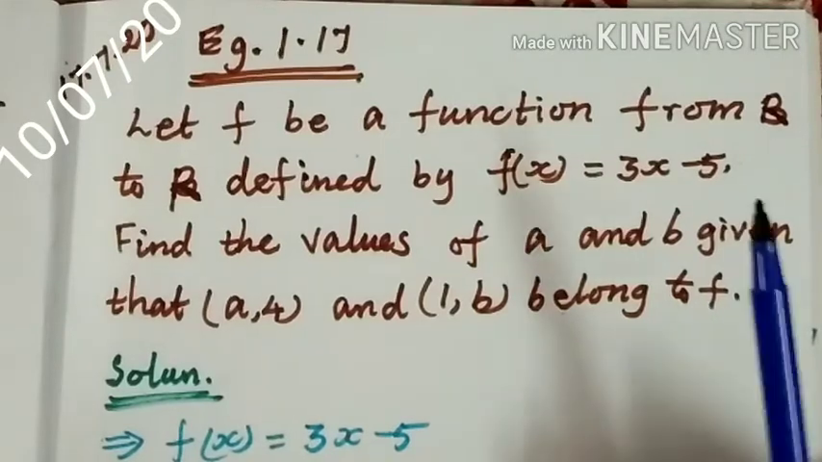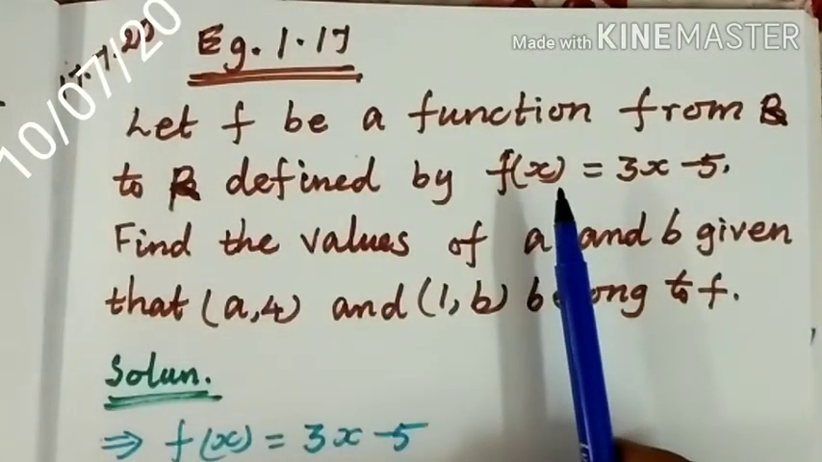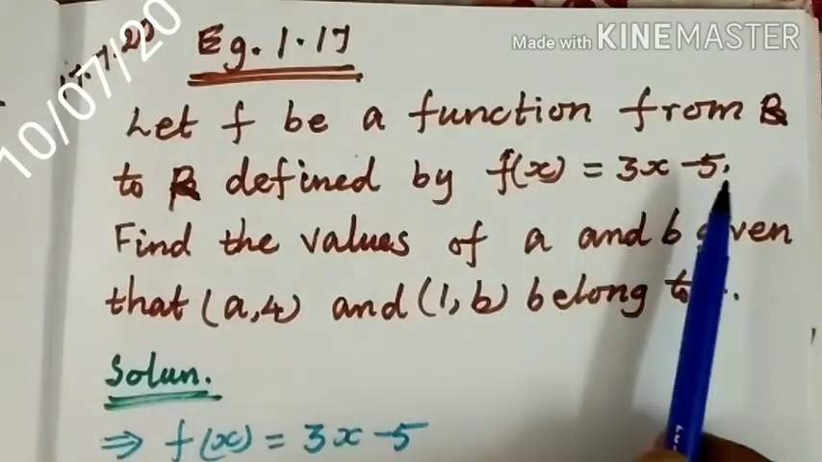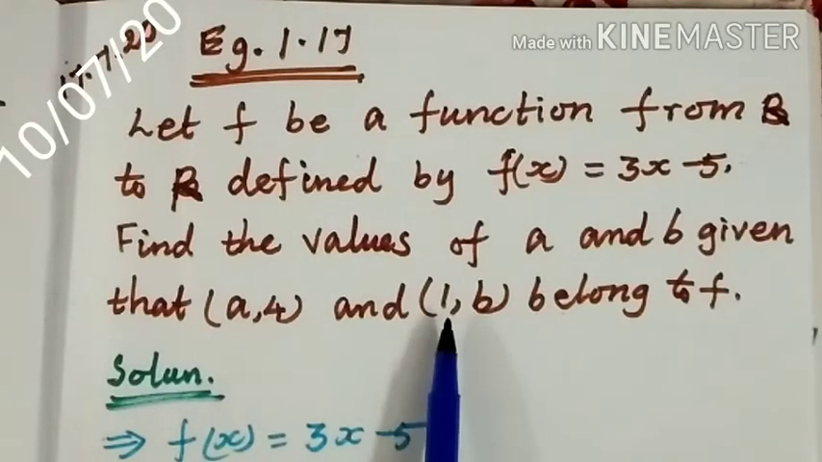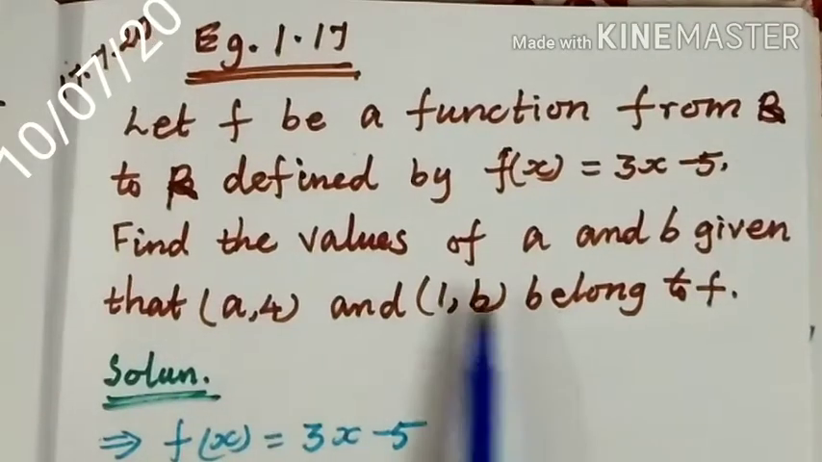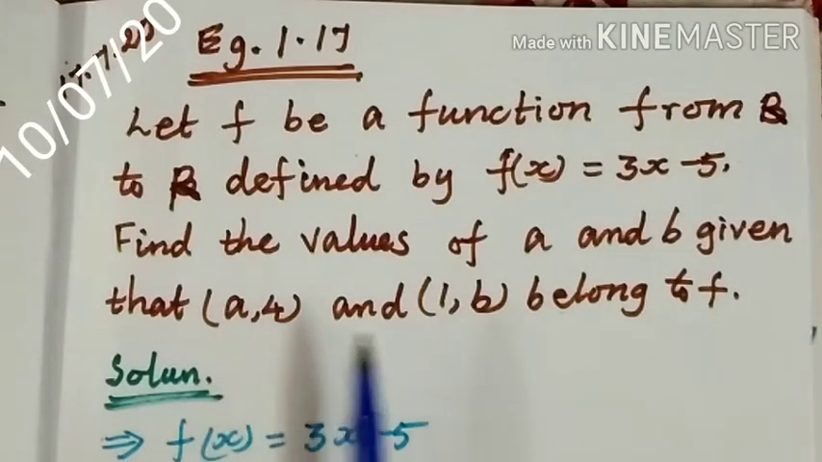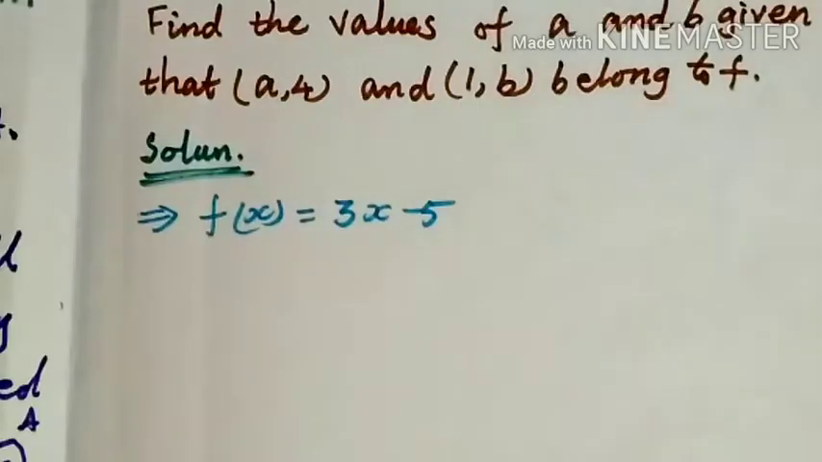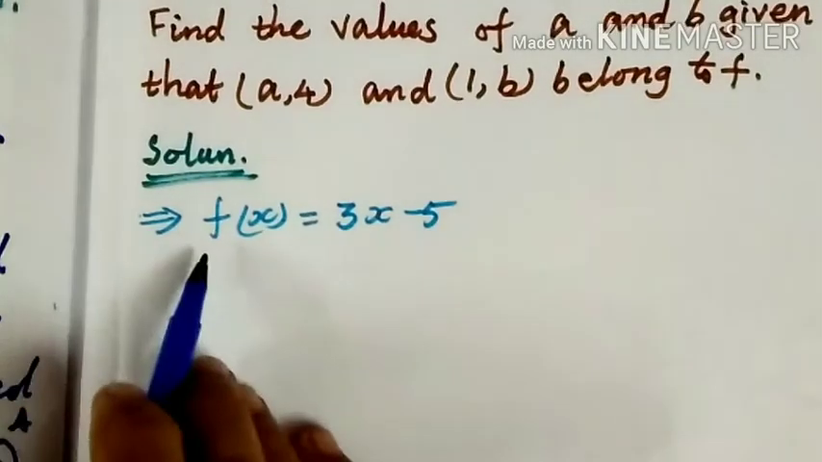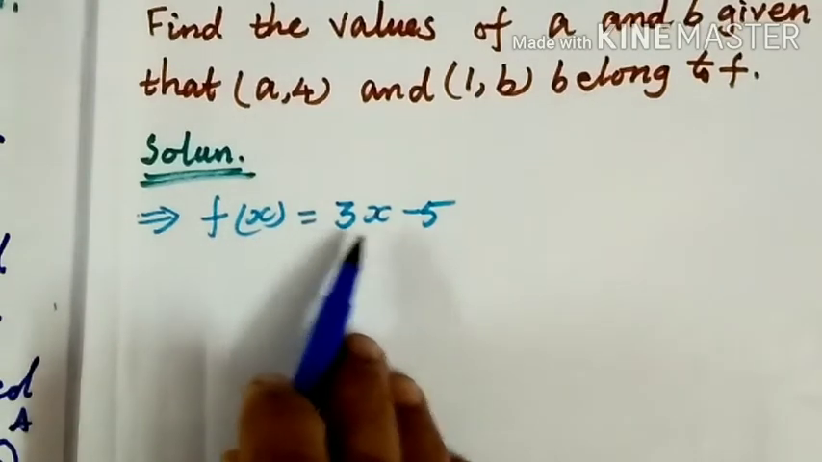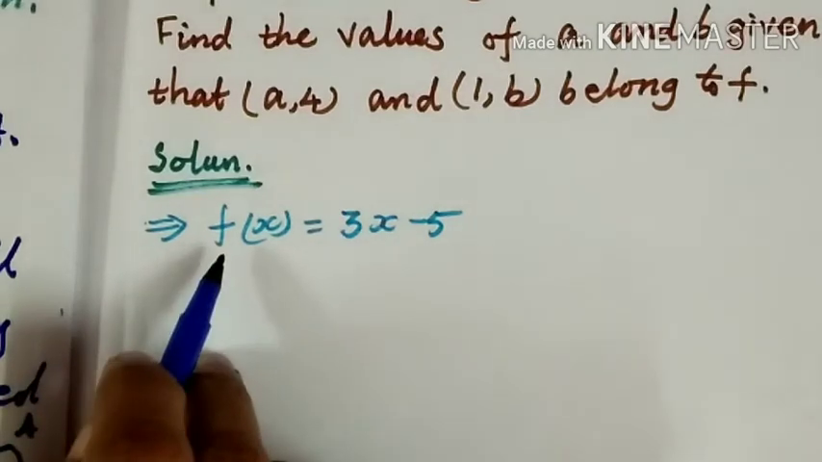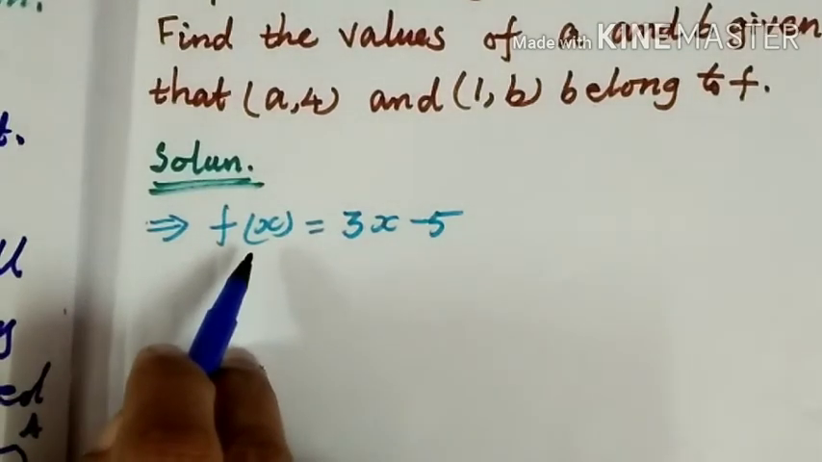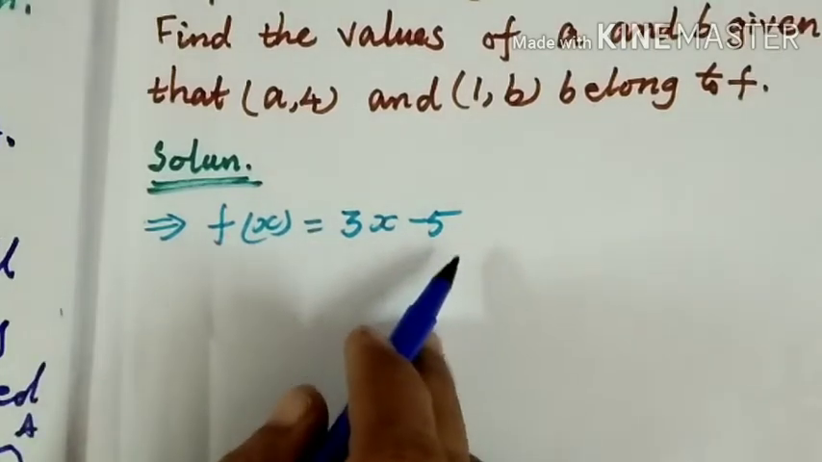In this question, function f is defined as f of x equal to 3x minus 5. Then the ordered pairs are also given, (a, 4) and (1, b). In this, we have to find the values of a and b. See the solution. First you take down and write the given function f of x equal to 3x minus 5.